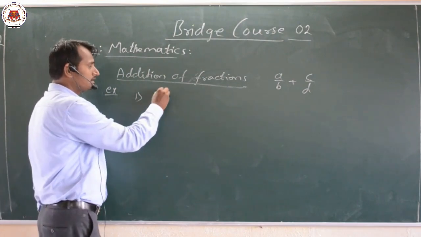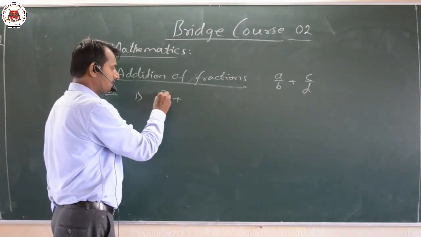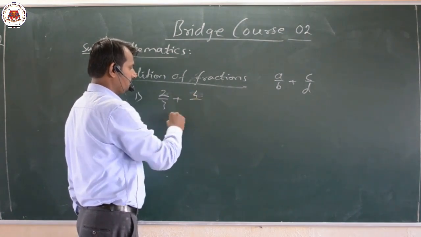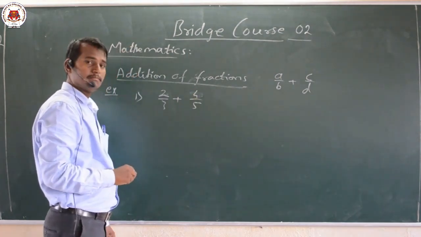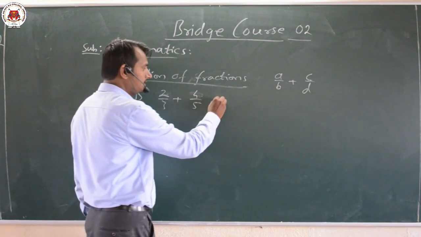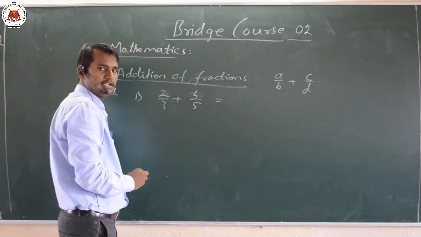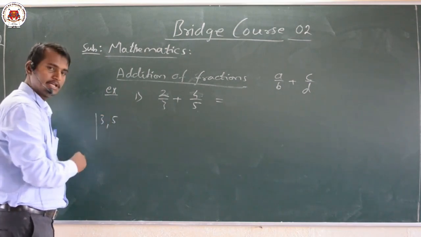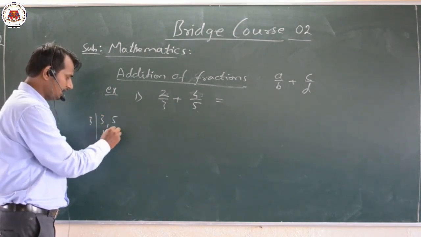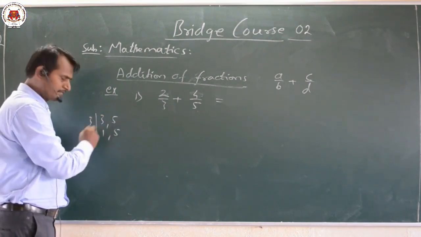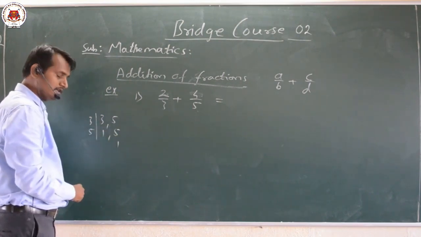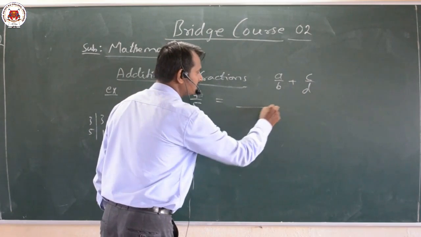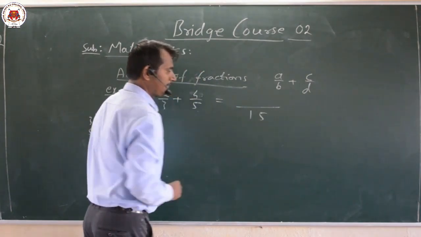The first one, 2 by 3 plus 4 by 5. Now what is the LCM of 3 and 5? LCM of 3 comma 5. Now I will take out the LCM here. 3 1s are 3. I will write down 5 as it is. Then here 5 1s are 5. So what we get? 3 into 5, 15. Now what is the LCM here? LCM is nothing but 15.